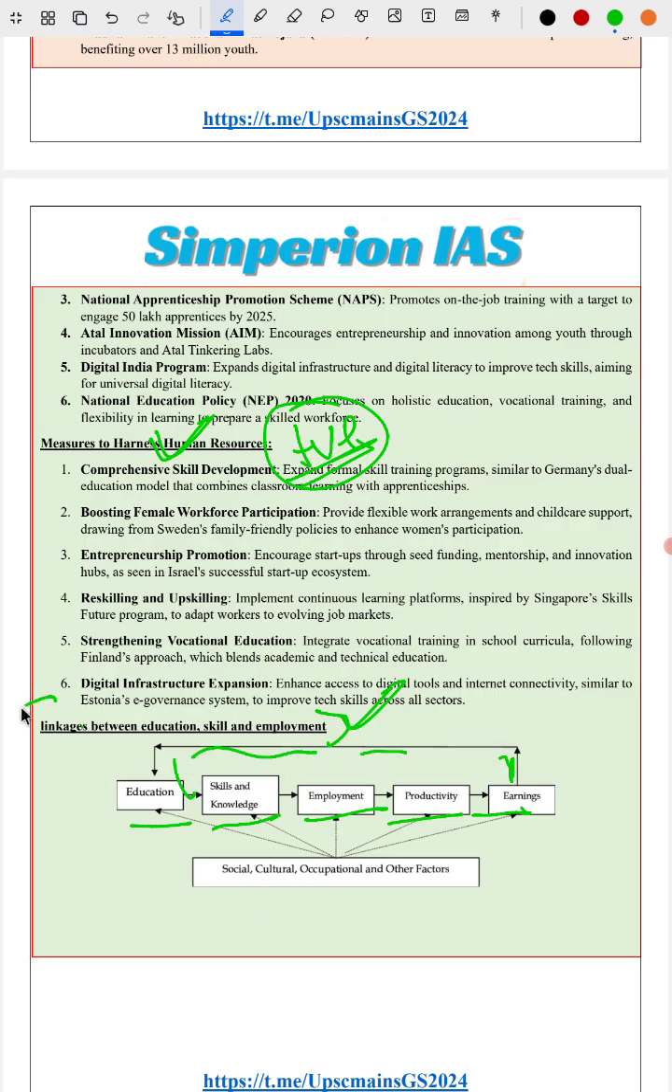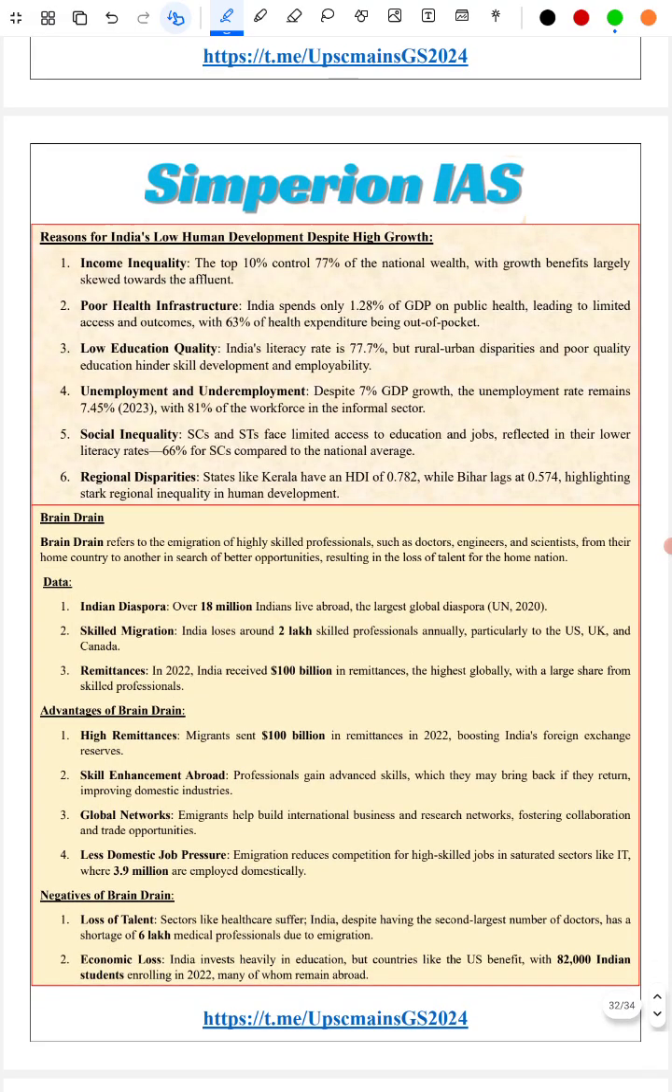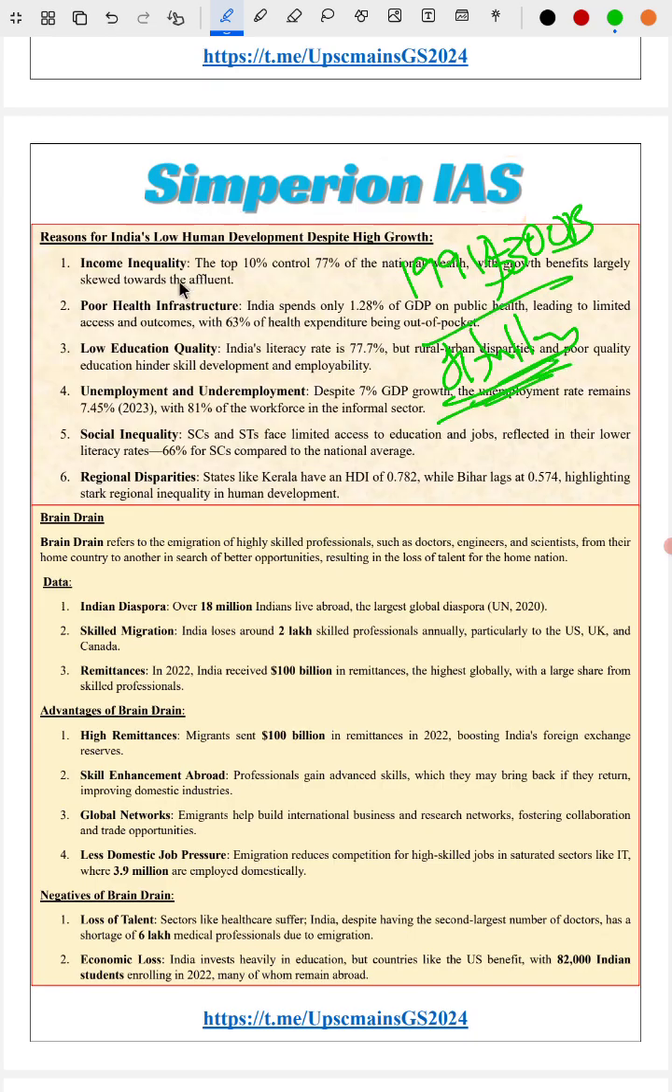So this is a PYQ topic, the relation or linkage between education, skill and employment. Up next, we have covered the topic of despite India having significant economic growth. In 1991, India was, I think, a 300 or 400 billion dollar economy. Today, we are almost a $4 trillion economy. Despite this economic growth, why does India still rank low in the Human Development Index? We have covered that in a 6 point.